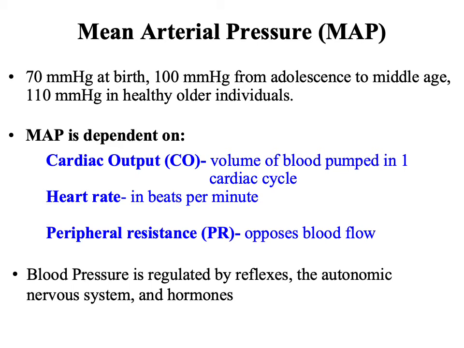Now, blood pressure is something we need to monitor constantly, and our nervous system has a hand in doing that. We have hormones as well that help regulate blood pressure, to make sure it doesn't go too high or too low. And then there are also some autonomic reflexes. All of these things work together to maintain homeostasis with respect to blood pressure, making sure it's within normal limits.